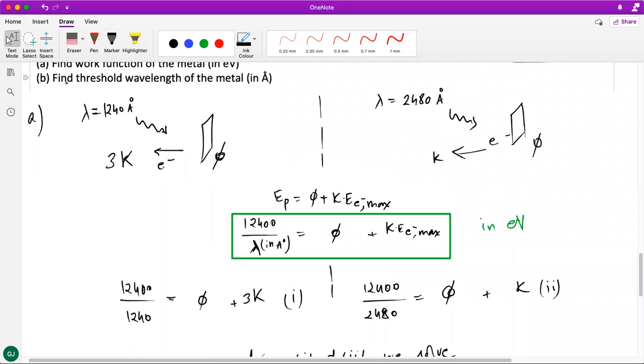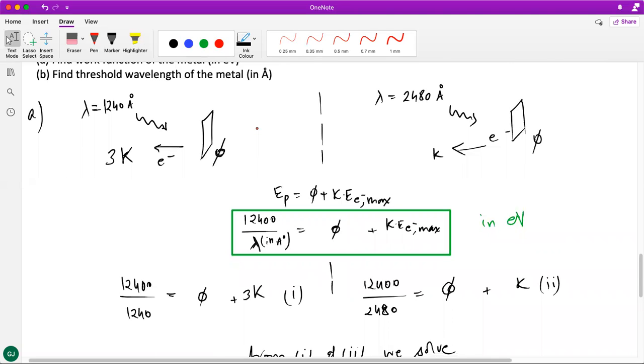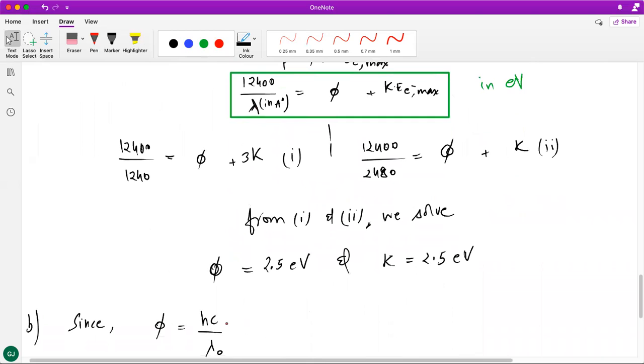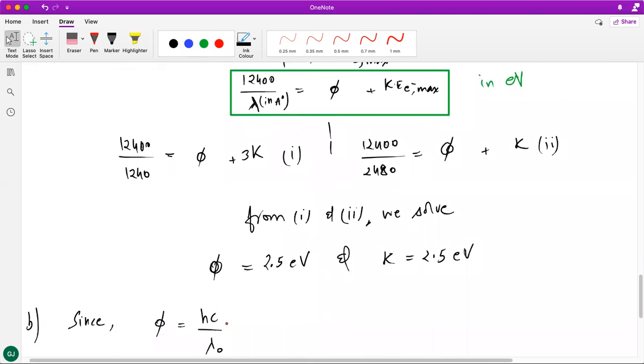Now, as part of the second question, you are being asked what is the threshold wavelength of the metal in angstrom. So you remember the relationship between phi and threshold wavelength? Correct. It was phi is equal to hc by lambda naught. Now, if you would want to solve in SI units, then what you should do is convert phi into joules, right? 2.5 eV into joules, and then put h and c in SI units, and then get the value of lambda also in SI units.